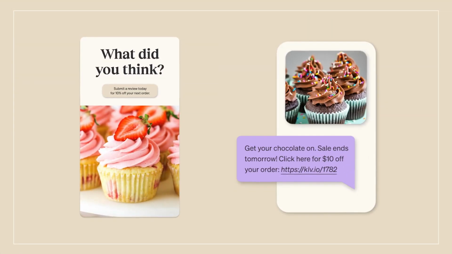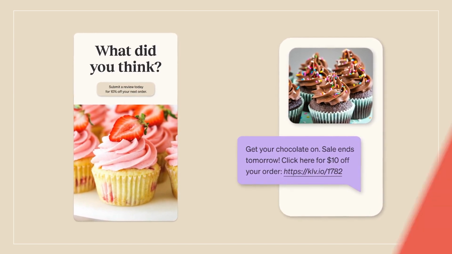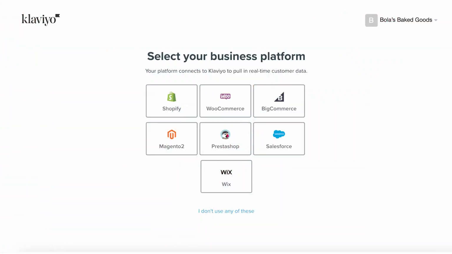Once this information is in Klaviyo, you can send customers targeted messages that are specifically tailored for them. Let's run through how this works with an example from Bola's Baked Goods. They plan to use Klaviyo to send personalized email and SMS messages. As they run through the initial account setup process, they make sure to integrate their store with Klaviyo right away, and as a result, begin to see data streaming into Klaviyo.